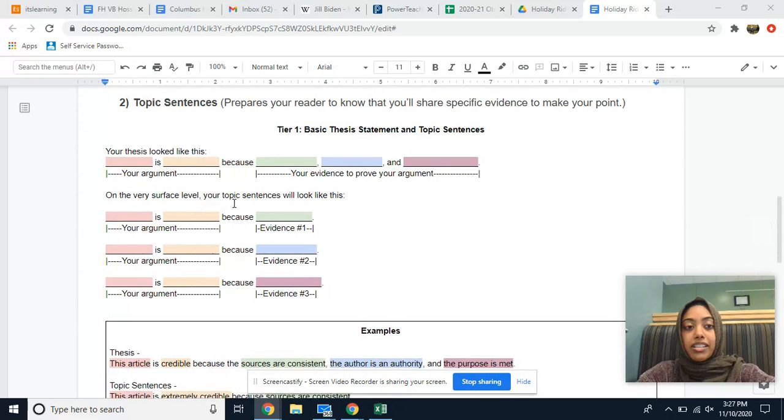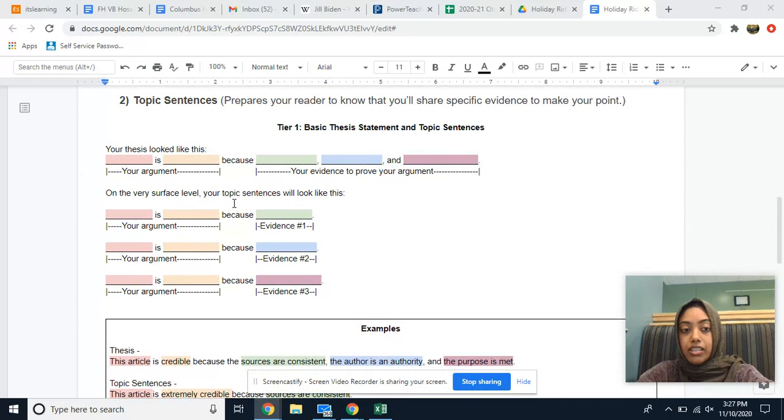So then when you go to topic sentences, you break down your thesis. Your argument is this because evidence. Your argument is this because evidence. And that's what a basic thesis statement with topic sentences looks like.